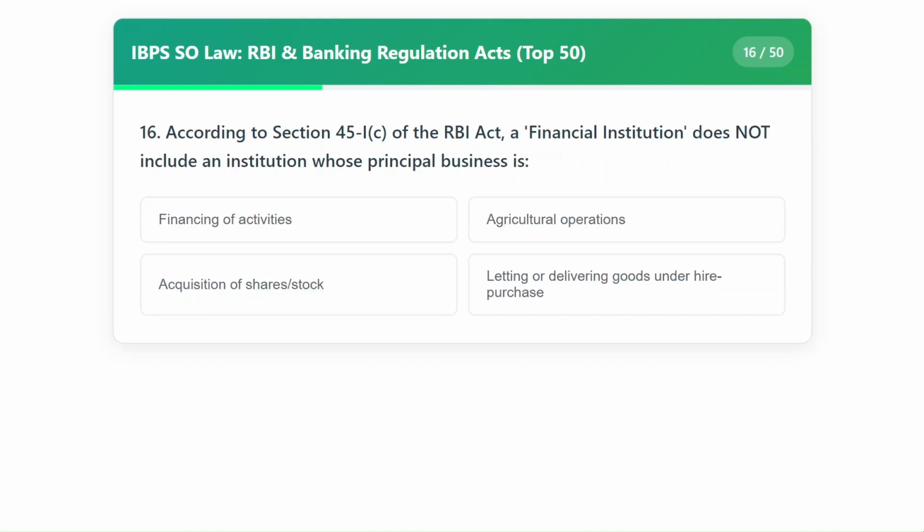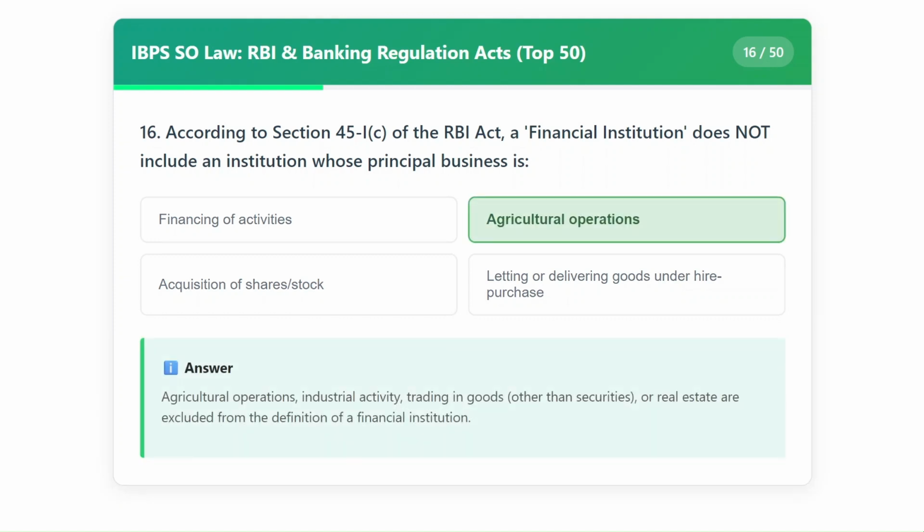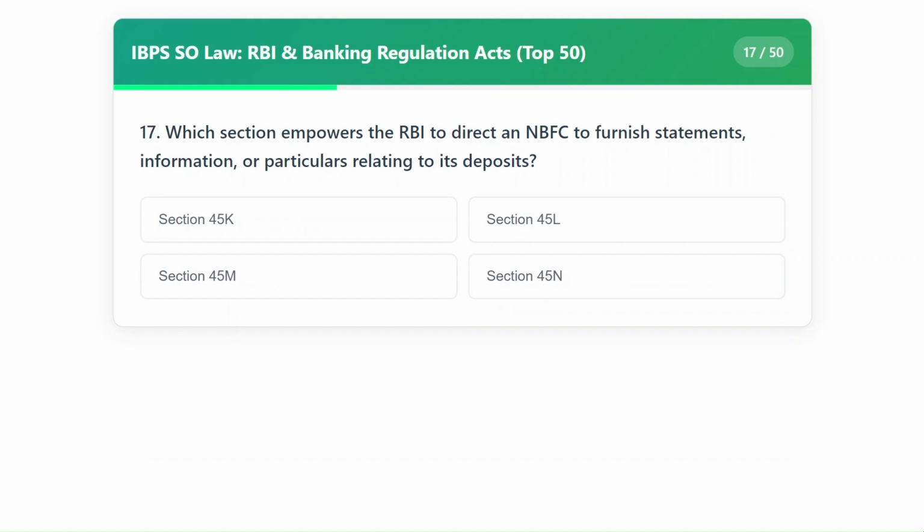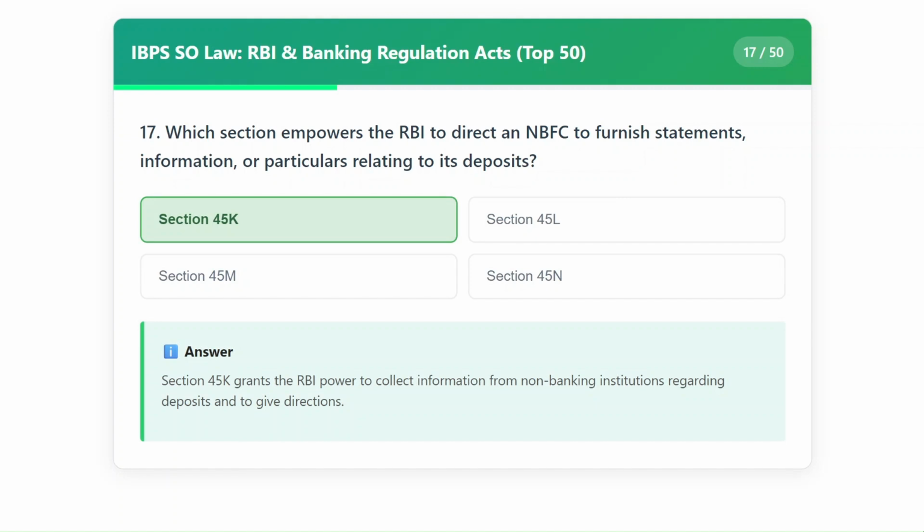Section 30. According to Section 45(1)(c) of the RBI Act, a financial institution does not include an institution whose principal business is agricultural operations. Which section empowers the RBI to direct an NBFC to furnish statements, information, or particulars relating to its deposits? Section 45K.